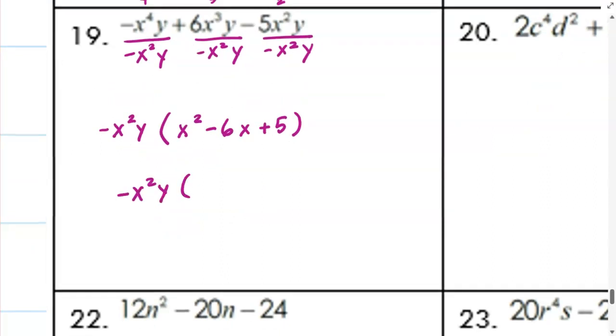-x² y. This sign tells us that they're going to be the same. That middle sign tells us what they are. Negative and negative. X and x. Factors of 5. The only factors of 5 are 1 and 5.